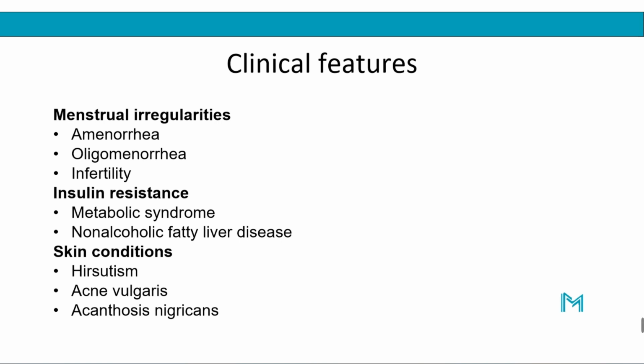Then you have insulin resistance, as one of the clinical features manifesting with your metabolic syndrome. So you have insulin resistance, obesity, hypercholesterolemia. All of these things can also arise in patients with PCOS.